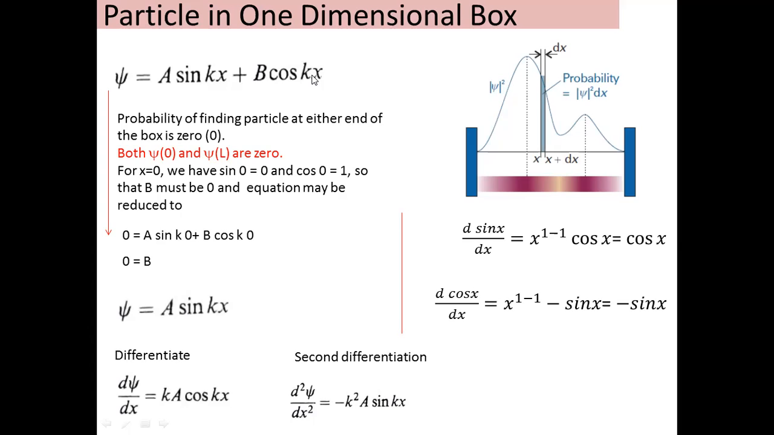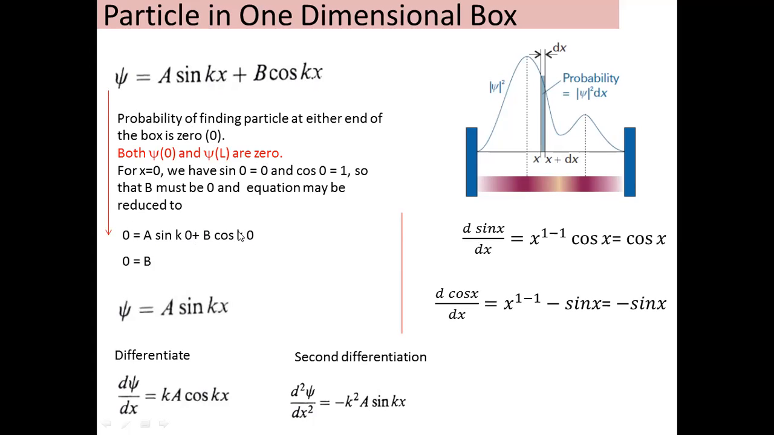So what is happening over here is that at x equal to 0, psi will be 0. That's why we put the value of psi as 0, a sine kx with x being 0, and b cos kx with x being 0. So when you solve this equation, a sine kx plus b cos kx, sine 0 will be equal to 0 and cos 0 will be equal to 1.